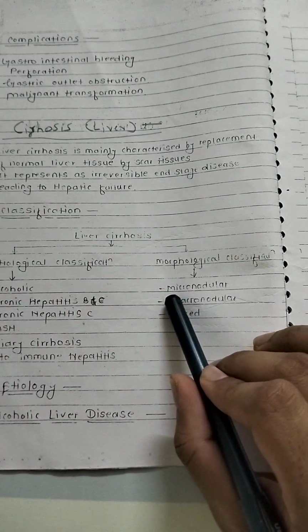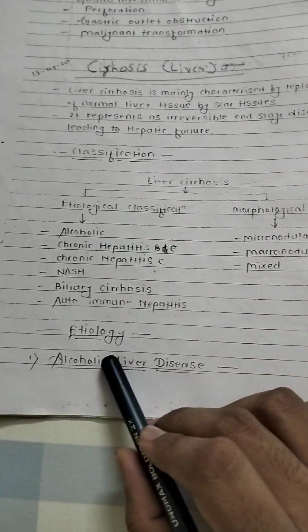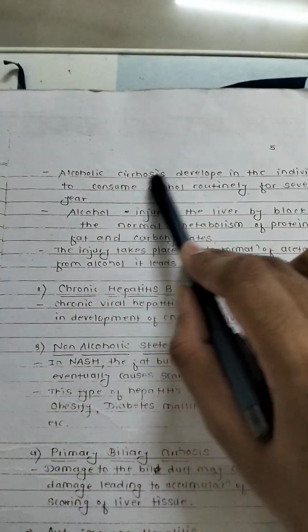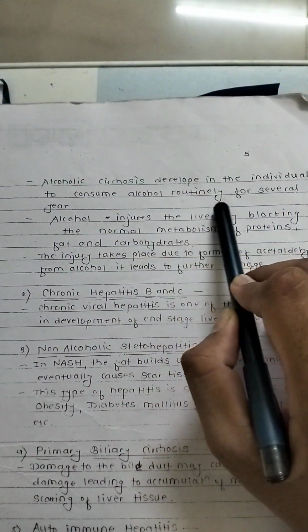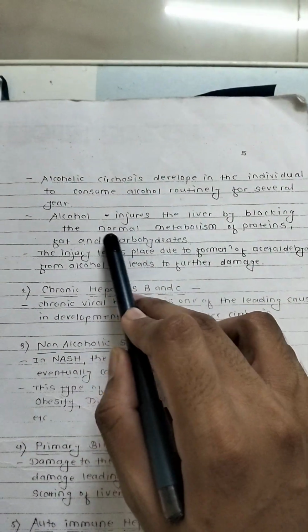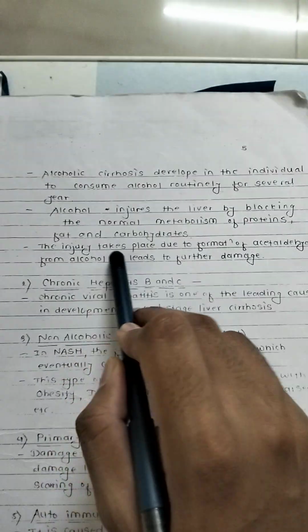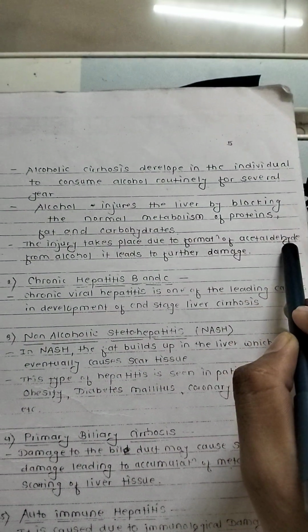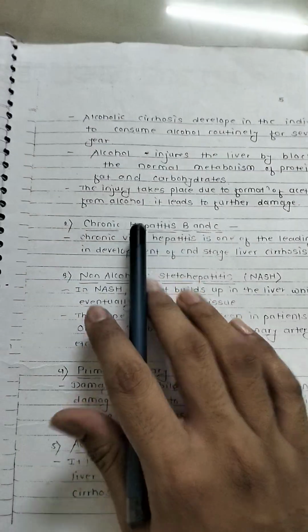Morphological classification: micronodular, macronodular, mixed. Etiology: alcoholic liver disease. Alcoholic cirrhosis develops in individuals who consume alcohol routinely for several years. Alcohol injures the liver by blocking the normal metabolism of protein, fat and carbohydrate. The injury takes place due to formation of aldehyde from alcohol. It leads to further damage.